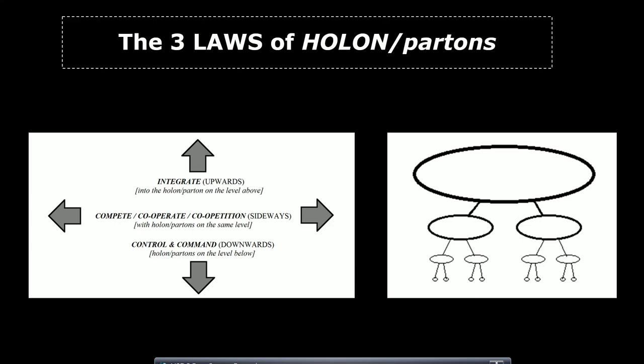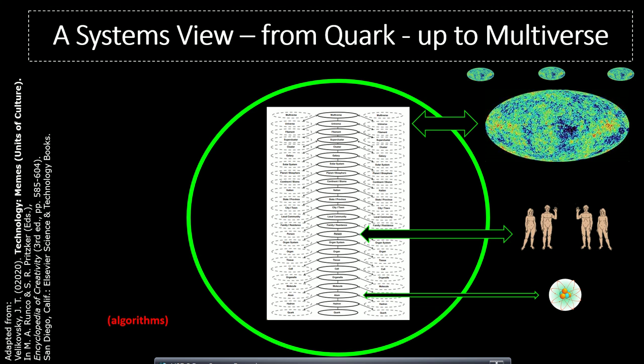So this is another diagram from the Encyclopedia of Creativity article, a systems view from quarks up to multiverses. Down the bottom there we have quarks. There's a picture of an atom in the bottom right. Hopefully that's what they look like. Then some people, roughly medium-sized in the middle, and then a universe up top and 3 multiverses above that, just to give a sense of where we are in terms of scale.